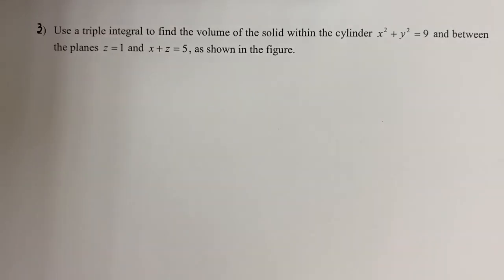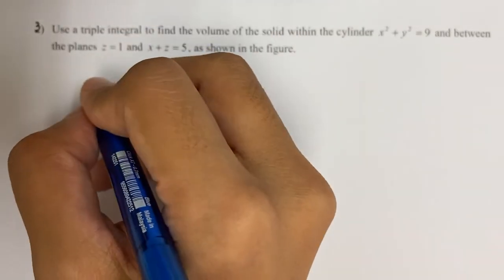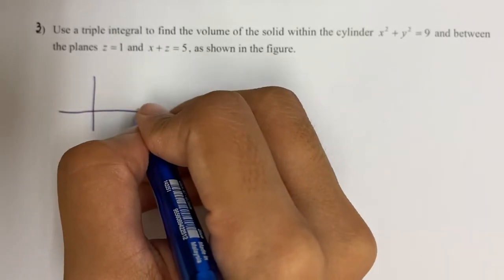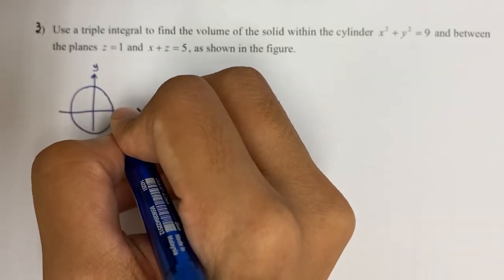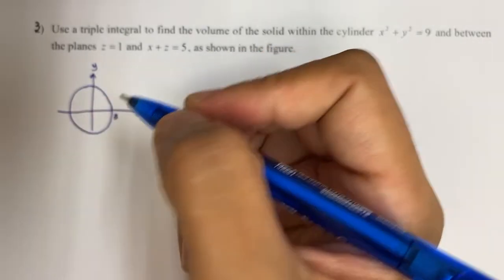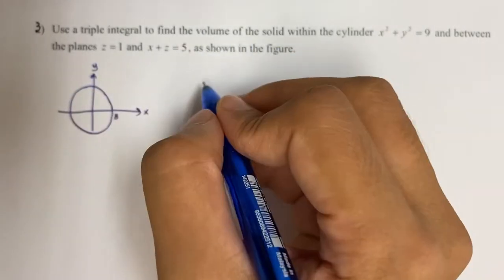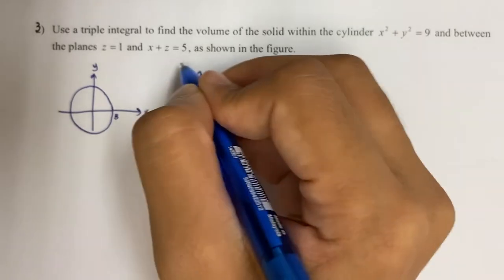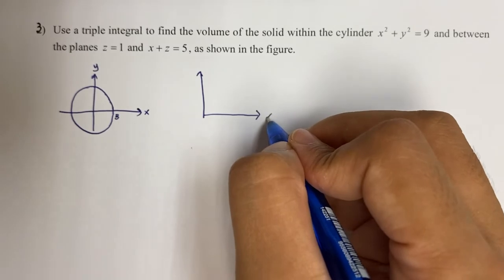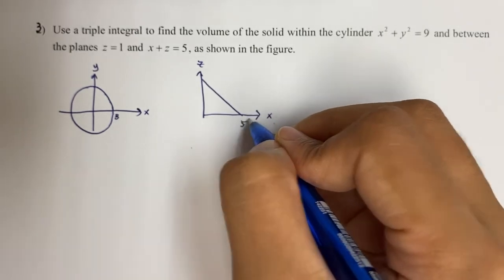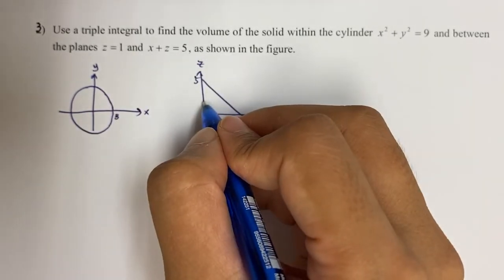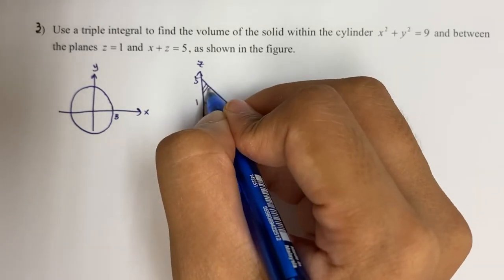We have another example here. Use a triple integral to find the volume of the solid within the cylinder x squared plus y squared equal to 9. You have a circle with radius 3. And the planes z equal to 1 and x plus z equal to 5. So this is x, this is z. X plus z equal to 5 is over here, so 5, 5. Z equal to 1 is somewhere around here. So this is 1.